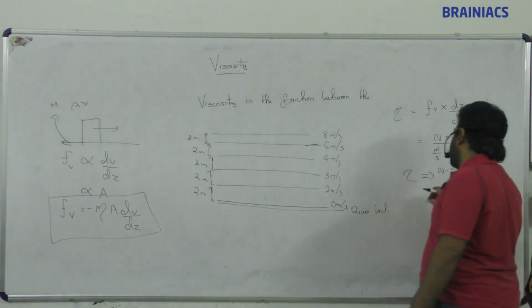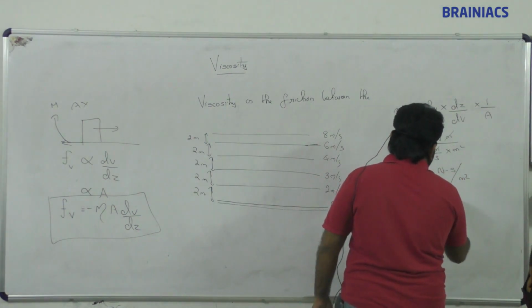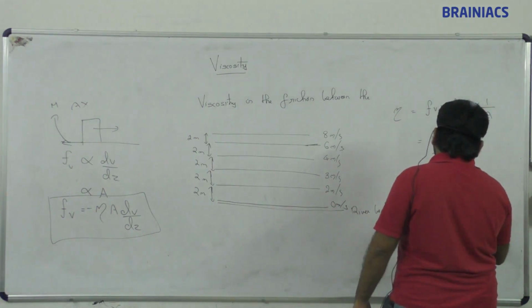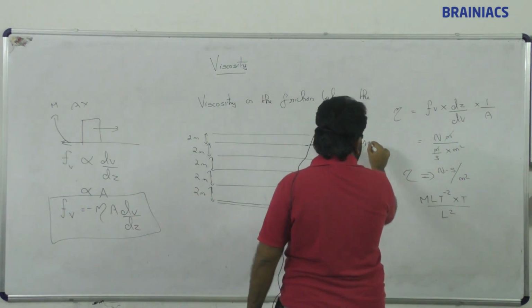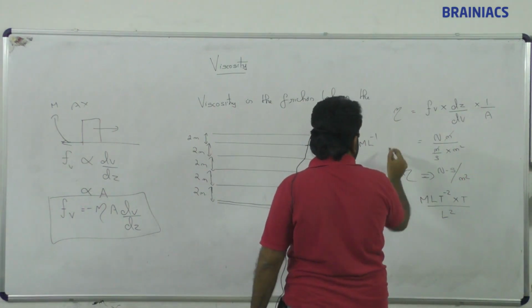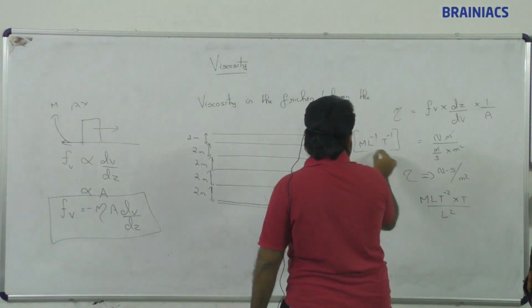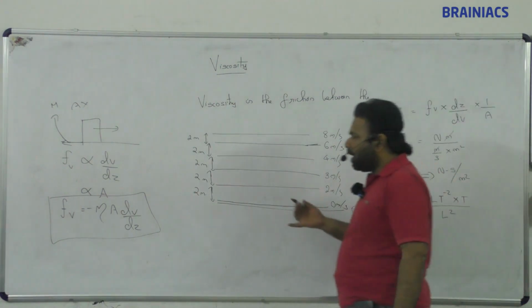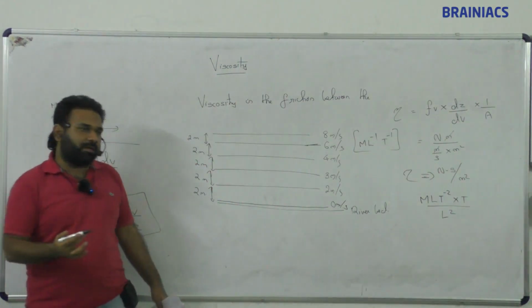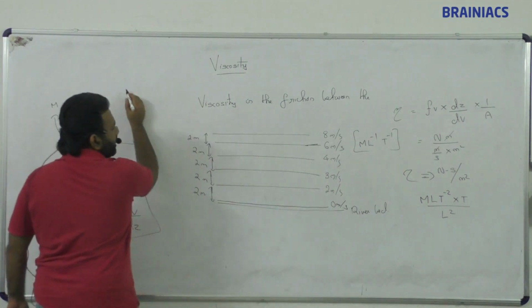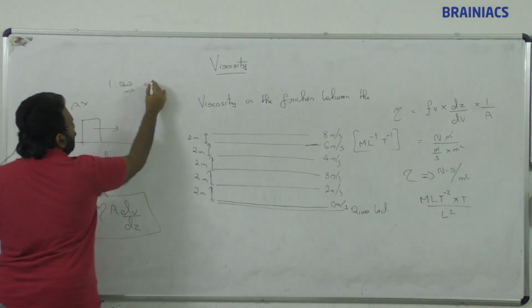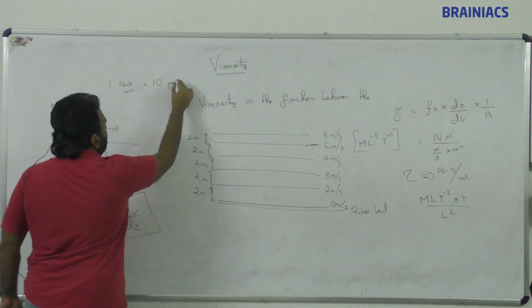Clear? So if we put a dimensional formula, M L T raised to minus 2 into this is going to be T, and this is going to be L square. So finally what will we be getting? M L raised to minus 1 T power minus 1. This is the dimensional formula of coefficient of viscosity. Then another unit which we used to get in the questions and generally which we see is poise. So 1 Newton second per meter square is how much poise? 10 poise.